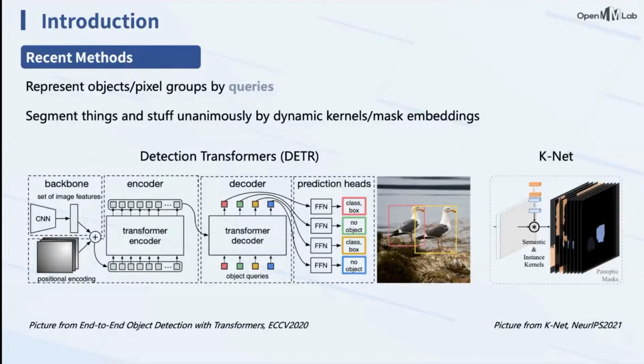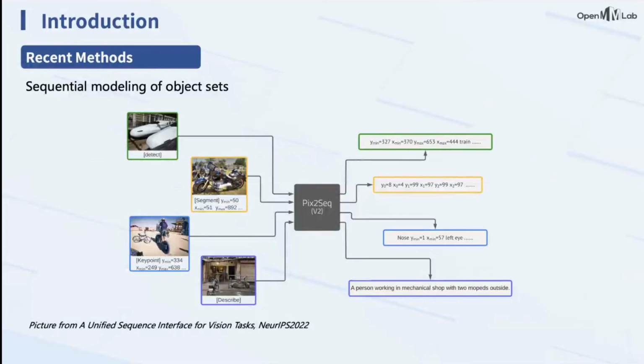Such ideas are also adopted for segmentation tasks. Later works like MaskFormer, Mask2Former, and K-Net start to segment the things and the stuff in a unified way by a group of dynamic kernels or mask embeddings. They take a further step based on the detection transformer.